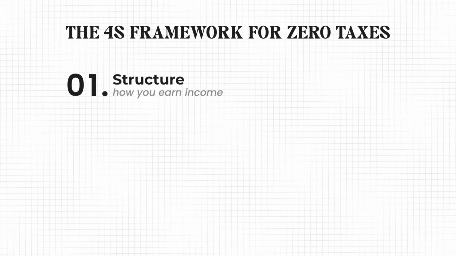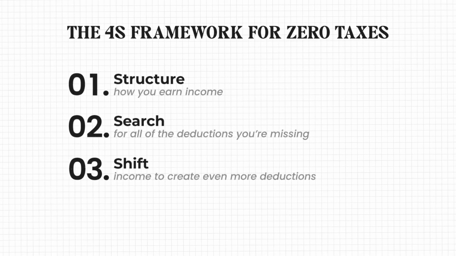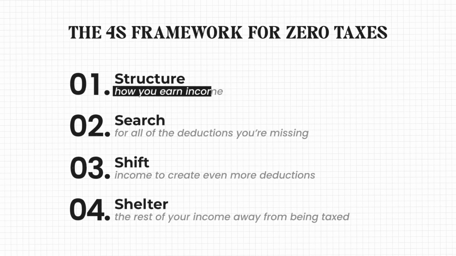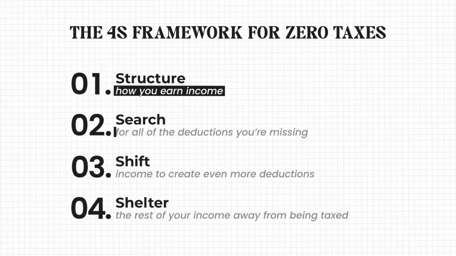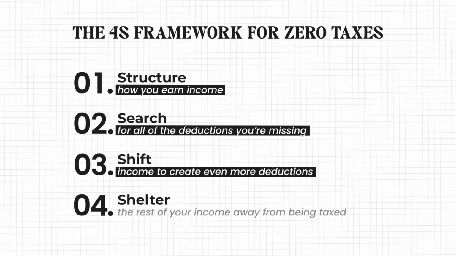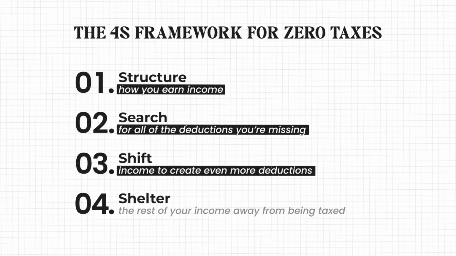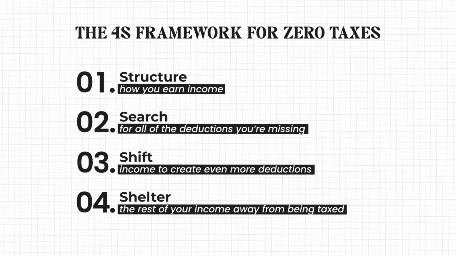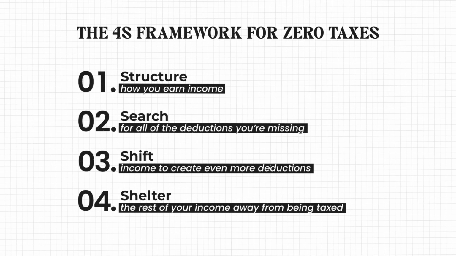If you want to reduce your taxes down to zero, you have to use the right framework. I call it the 4 S's: structure, search, shift, and shelter. You have to structure how you earn income, search for all of the deductions that you're missing, shift income to create even more tax deductions, and shelter the rest of your income away from being taxed altogether.